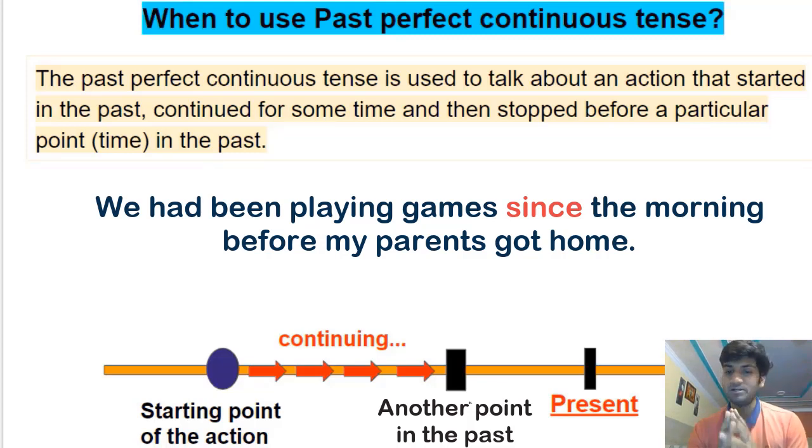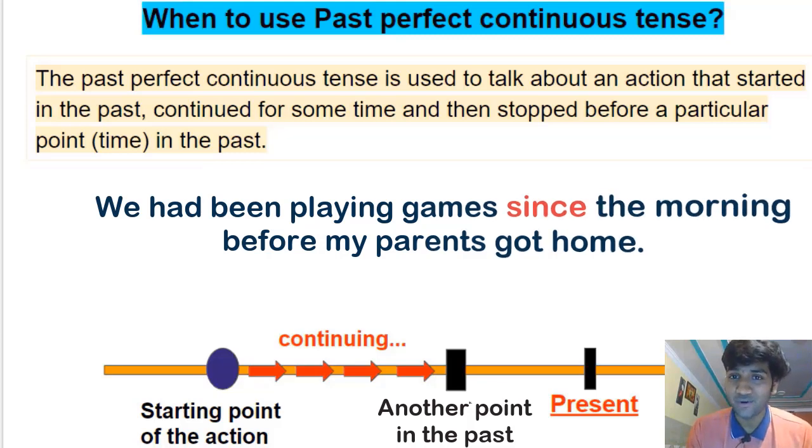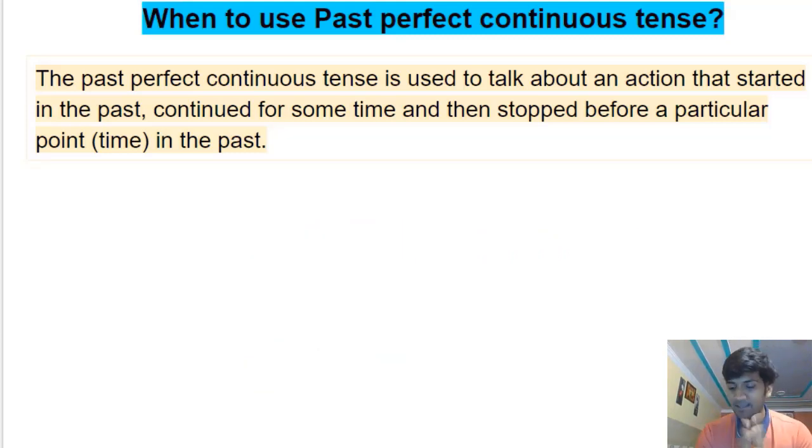If the time is already understood, somebody just wants to know what had been happening before a particular time. Just say, I had been playing games for 3 hours. I had been playing games since the morning, right? So now we know what exactly is past perfect continuous tense, how to use it, right?